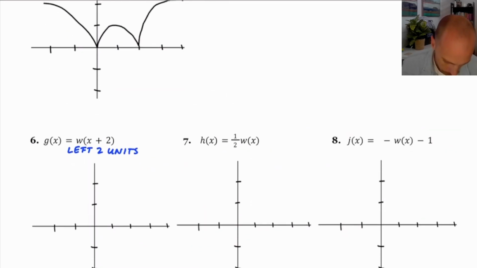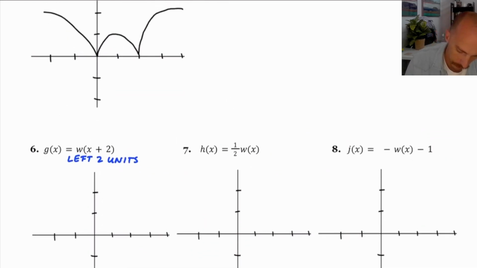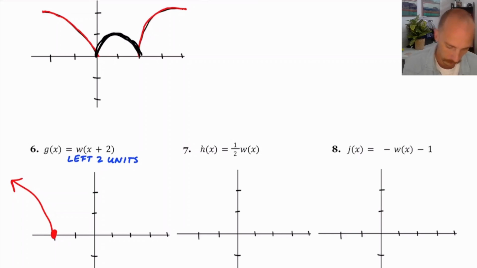All right, let me think about this. The best way for me to do it would be to draw the two outside parts in red, and the middle part in black. If I'm shifting left by 2, the far left part will start at negative 2 and it'll go up like that. This doesn't have to be the best drawing ever. Then it goes up by 1 and over 2.